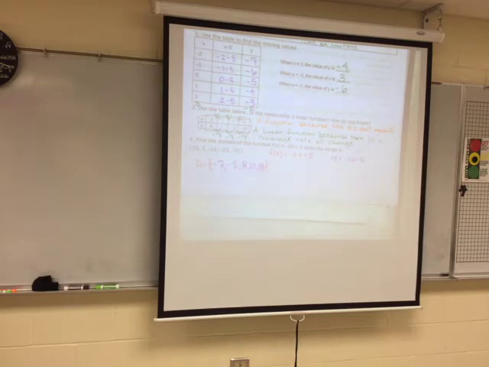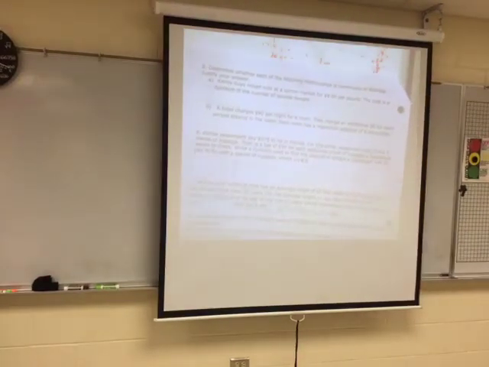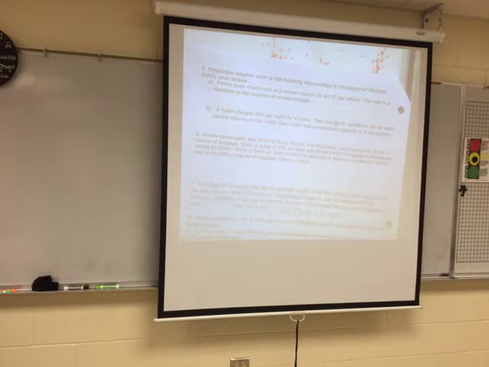All right, are there any questions on finding domain values given range values, or finding range values given domain values? There's a lot of value there, right? So are there any questions about number 4 right now? No? Okay. Let's take a look at number 5. Number 5 says, determine whether each of the following relationships is continuous or discrete, and I want you to justify your answer.